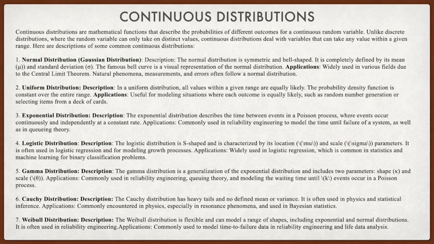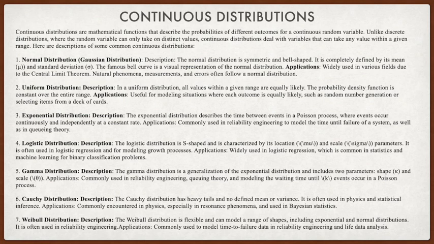Logistic distribution. The logistic distribution is S-shaped and is characterized by its location, mu, and scale, sigma, parameters. Mu is the mean, and scale sigma is the standard deviation parameter. It is often used in logistic regression and modeling growth processes, widely used in statistics and machine learning for binary classification problems. Gamma distribution is a generalization of the exponential distribution and includes two parameters, kappa and theta. Commonly used in reliability engineering and queuing theory, modeling the waiting time until the events occur in a Poisson process.